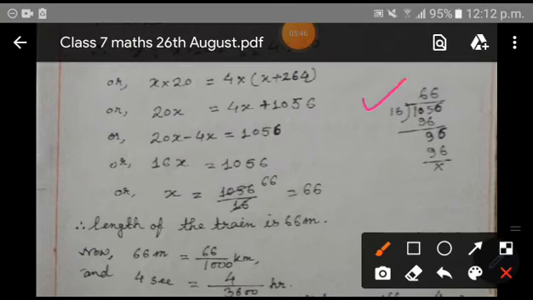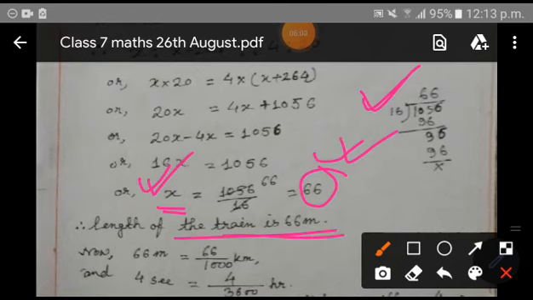This division has been done for you in the rough. I hope you will be able to understand this. So thereby we are getting the value of x as 66. So x we have considered as what? x we have considered as the length of the train. So finally we are getting the length of the train is 66 meters.